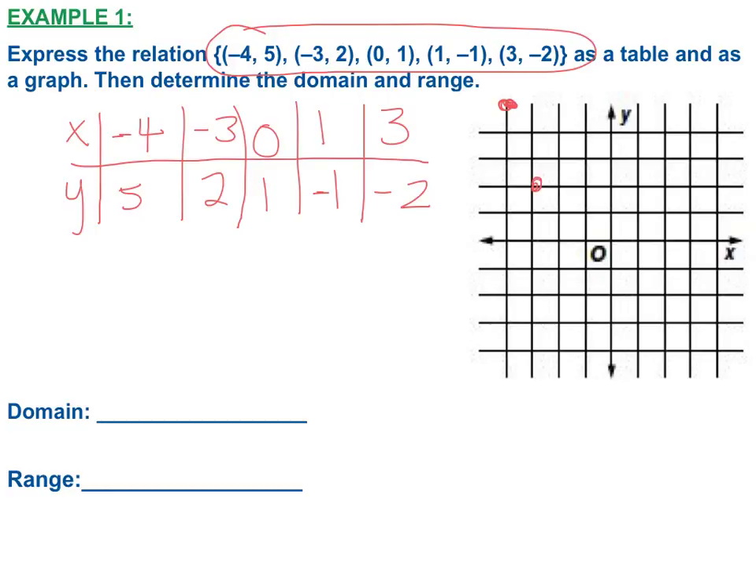This next point, again, starting at the origin, 0, 1. So that means we just go in the vertical direction because there's no horizontal x values. And continue on with all of our points, and we graph them. We should label them on the graph as well.